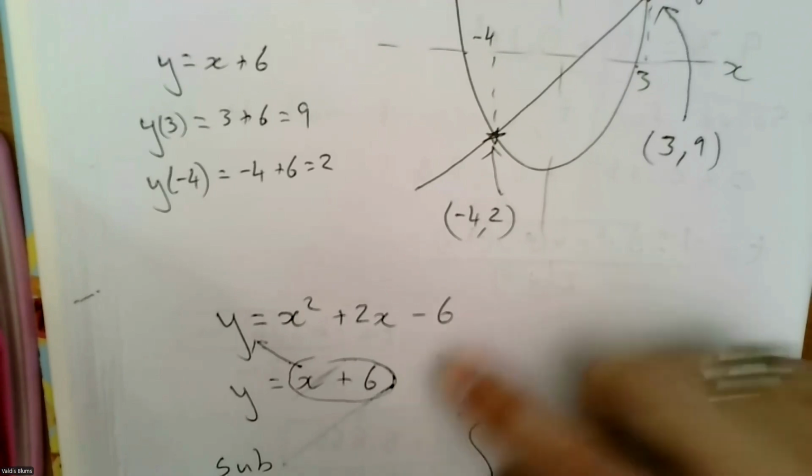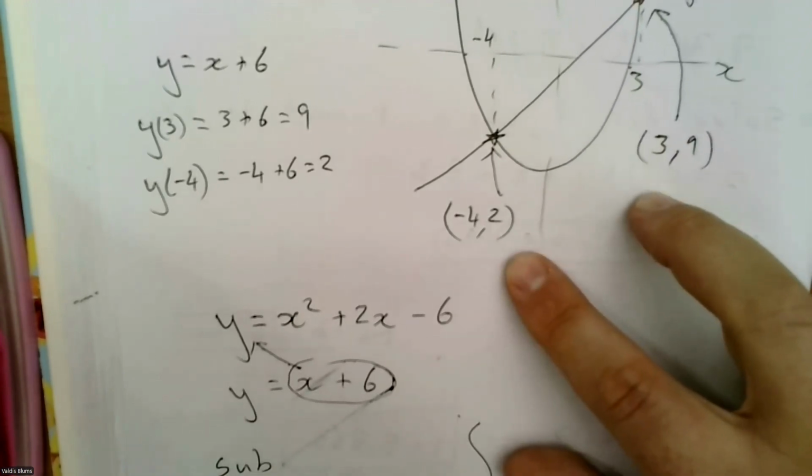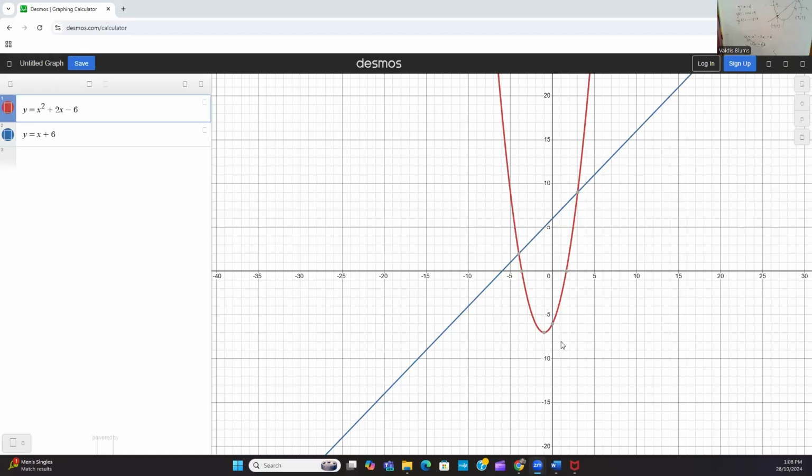So if we were to plot our two equations in Desmos, let's see if these are the correct solutions. Now I've plotted these two equations in Desmos, and we see the point of overlap is minus 4, positive 2, and 3, 9. So these were the correct solutions that we found.